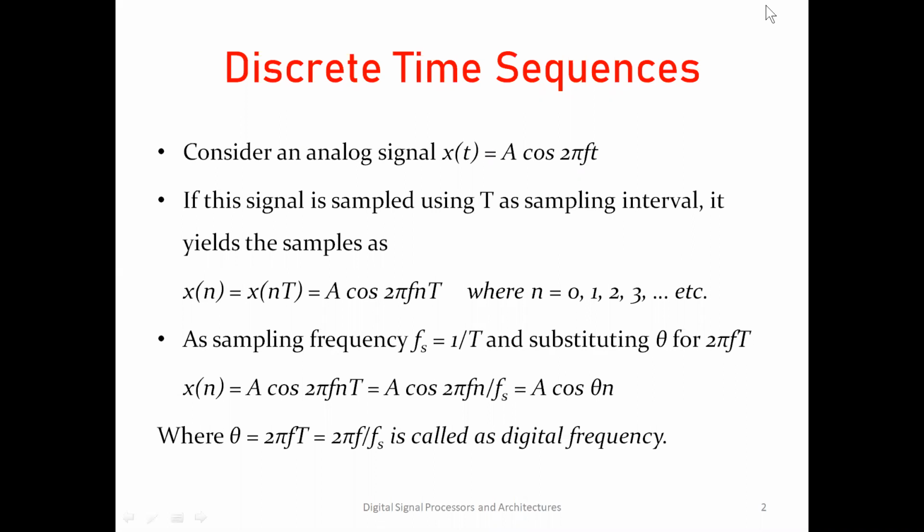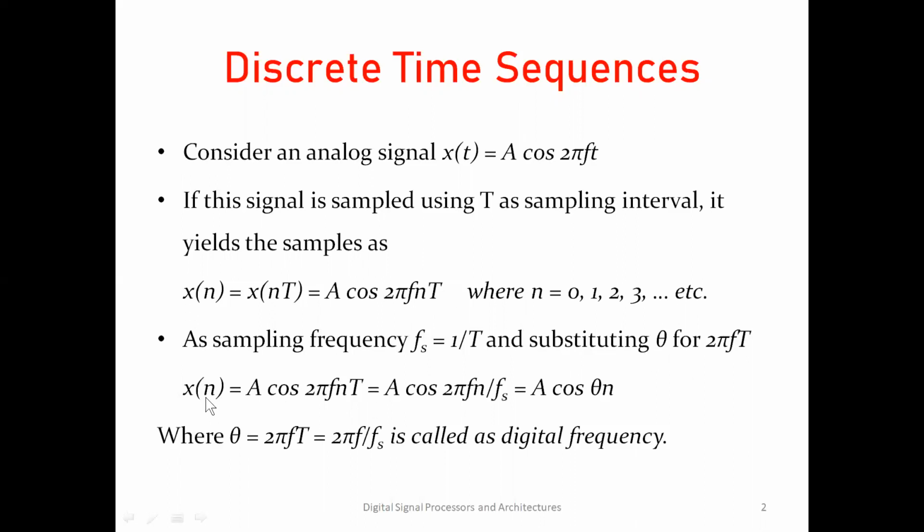Let's consider an analog signal x(t), which is represented as A cos 2 pi f t. When we sample this analog signal at time interval T, the signal is represented as x(n), which is actually x(nT), where n indicates the instance of sampling and takes the values 0, 1, 2, 3, and so on. So x(nT) becomes A cos 2 pi f nT, which is basically a sampled signal. The sampling frequency fs can be written as fs equal to 1 by T, and 2 pi f T can be substituted as theta.